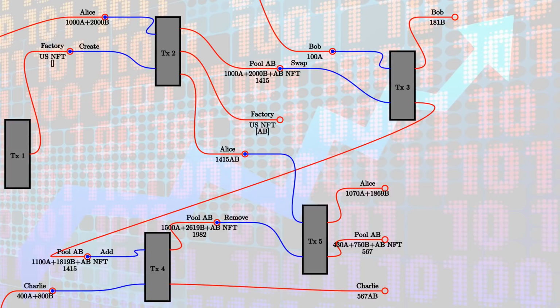And the formula for how many tokens Alice gets for burning liquidity tokens is again somewhat complicated, but it's basically just proportional. So we know how many liquidity tokens there are in total, 1982 from the datum, and she basically just gets 1415 over 1982 of the pool. And she gets the tokens in the ratio that they are in now. So the 1070 to 1869 should be the same ratio as the 1500 to 2619. So by burning, you don't change the ratio of the pool.